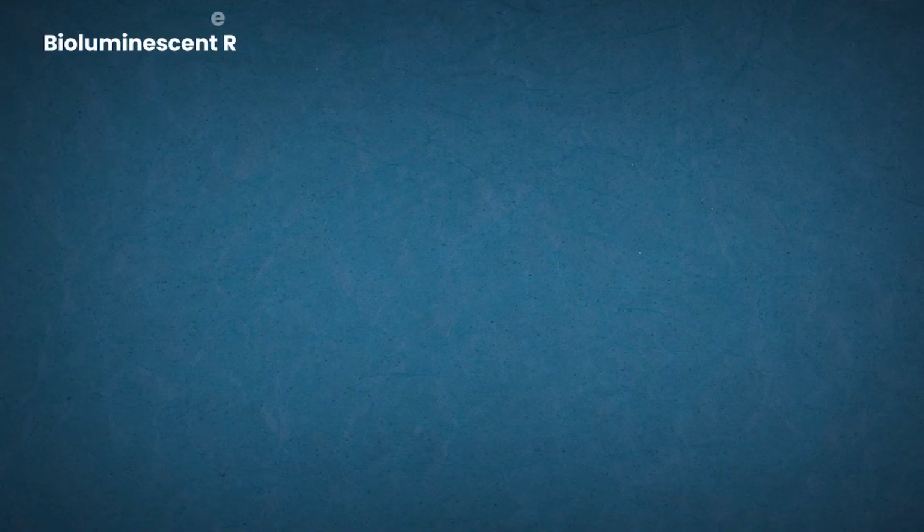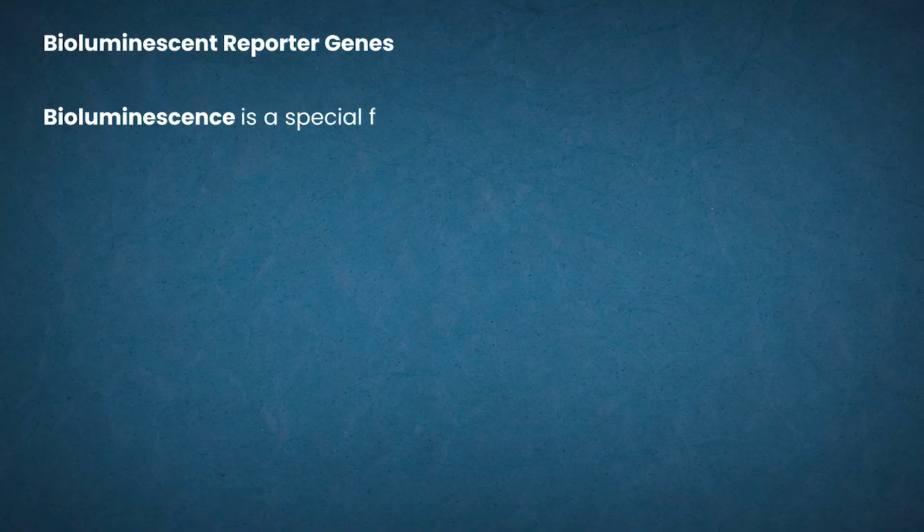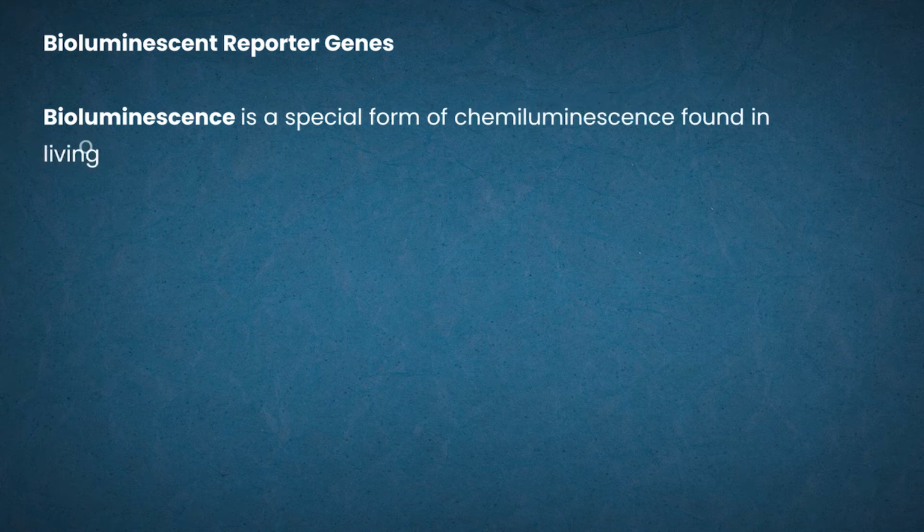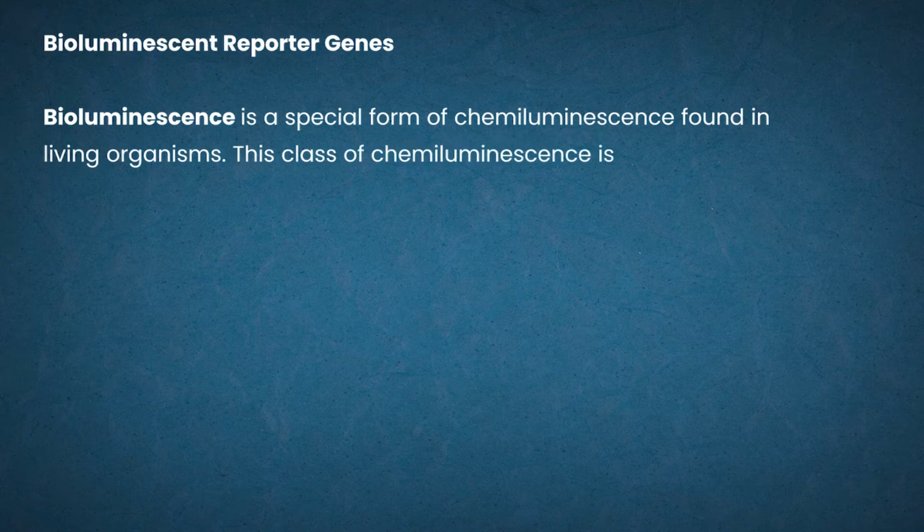Next category is the bioluminescent reporter gene. So, what is bioluminescence? It is different from fluorescence, like it is different from GFP. Bioluminescence is a special form of chemiluminescence found in living organisms. This class of chemiluminescence is basically luminescence or glow because of a chemical reaction. So, in the case of bioluminescence, it is because of a biological reaction.